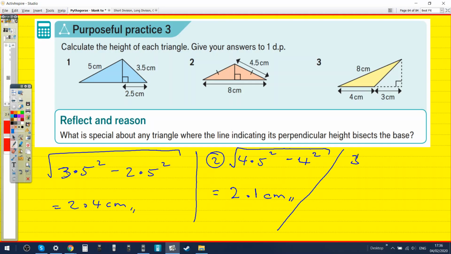Any idea how we do question 3? No idea. So if you look at it as one big triangle, imagine it was one big triangle, what would you do? If it was one big triangle, then I would add 4 centimeters and 3 centimeters, which makes the whole thing 7 centimeters long.